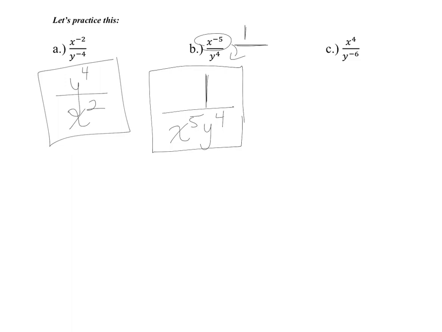The next one, this guy right here is negative. The x to the fourth is quite happy, so the x to the fourth stays put. So we just move y to the negative 6 upstairs. So I just do x to the fourth, y to the positive 6. And this time we don't, again, put over 1 because that divided by 1 is still just x to the fourth, y to the 6.